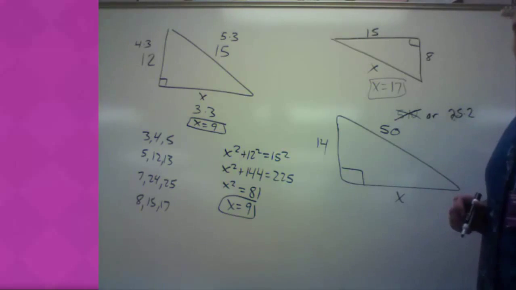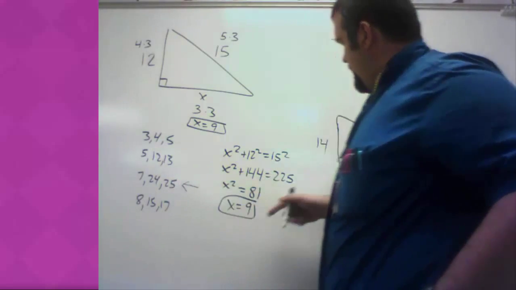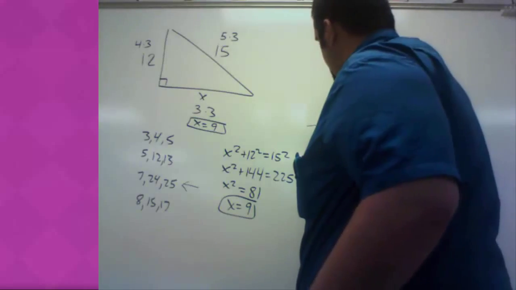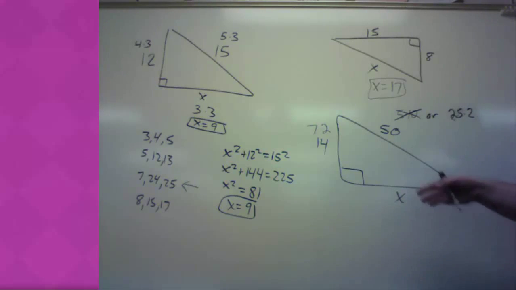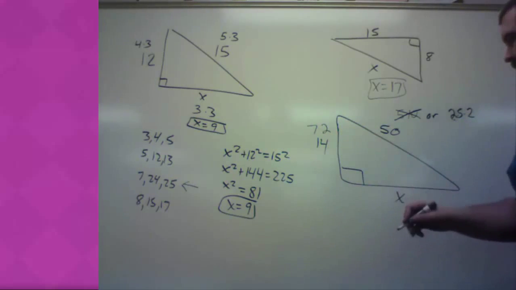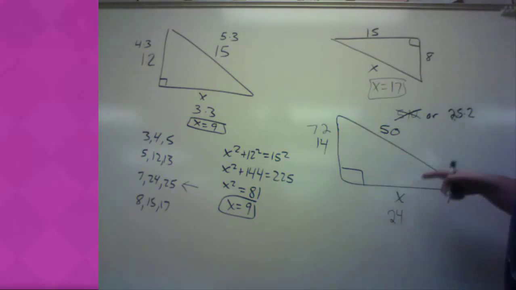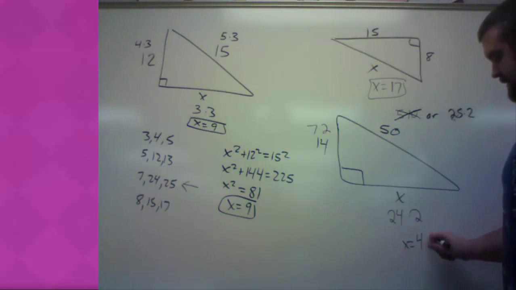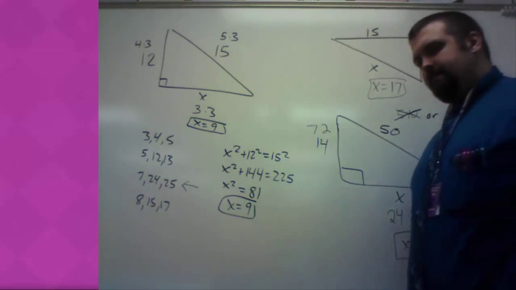Well, let's try 25 times 2. Well, 25 times 2 is this one. So is this 14 either 7 times 2 or 24 times 2? Well, yeah, it ends up being 7 times 2. So if I want 7, blank, 25, it's got to be a 7, 24, 25 triangle. But if I multiply this one by 2 and this one by 2, this one also has to be multiplied by 2. X is 48. I did that without using Pythagorean theorem.